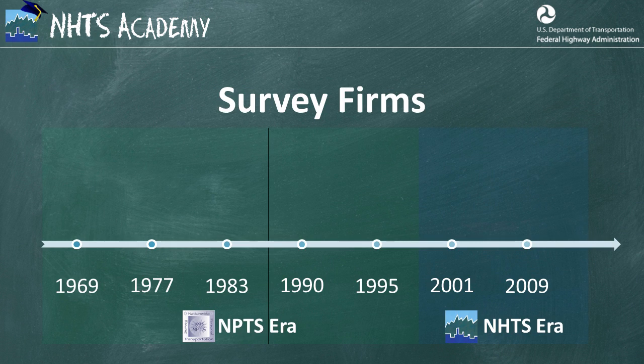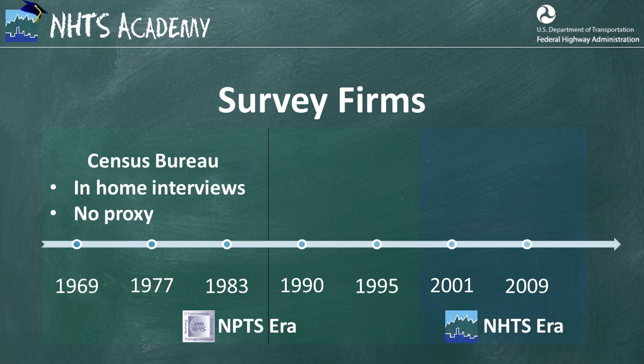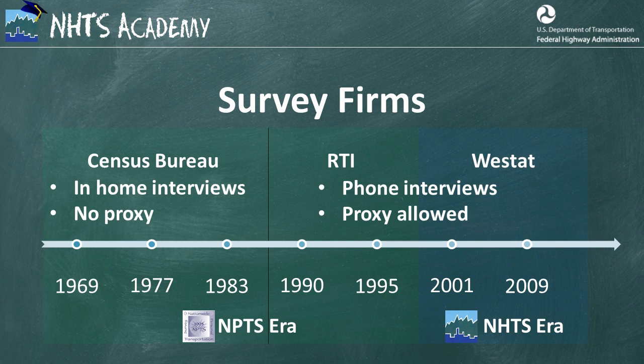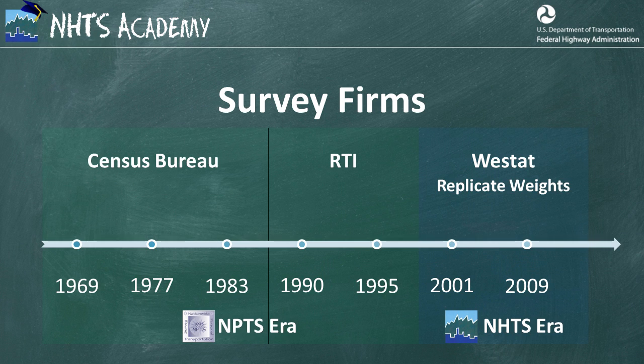First, let's look at who conducted each survey and how those organizations' approaches to data collection differed. The NPTS began as a survey conducted by the Census Bureau. It was based on in-home interviews with no proxies allowed for household members not interviewed. In 1990 and 1995, the survey was conducted by the Research Triangle Institute, better known as RTI. The NHTS in 2001 and 2009 was conducted by Westat. Both of these survey firms utilized telephone interviews and allowed for children to be interviewed by proxy, with a parent usually responding in their place. In addition, the data from Westat allows for standard errors to be computed using replicate weights.